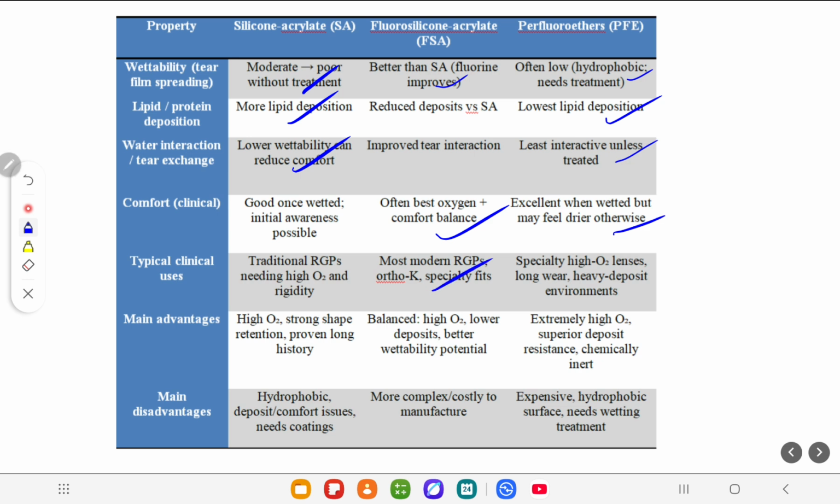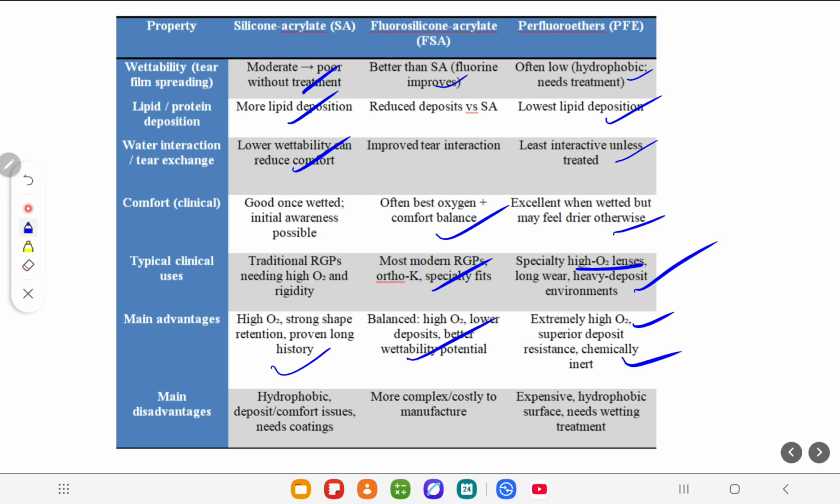Especially for high oxygen lenses, low wear, and heavily depositing environments, perfluoroether is better. It has the highest oxygen permeability, and if the environment has too many deposits, or there is potential for deposits, then perfluoroether is better. Its main advantages are high O2, strong phase retention and prolonged history. Silicon acrylate, compared to the others, we put aside. Silicon acrylate has balanced high oxygen, and better wettability potential, but oxygen is extreme in perfluoroether, which also has superior deposit resistance and is chemically inert.